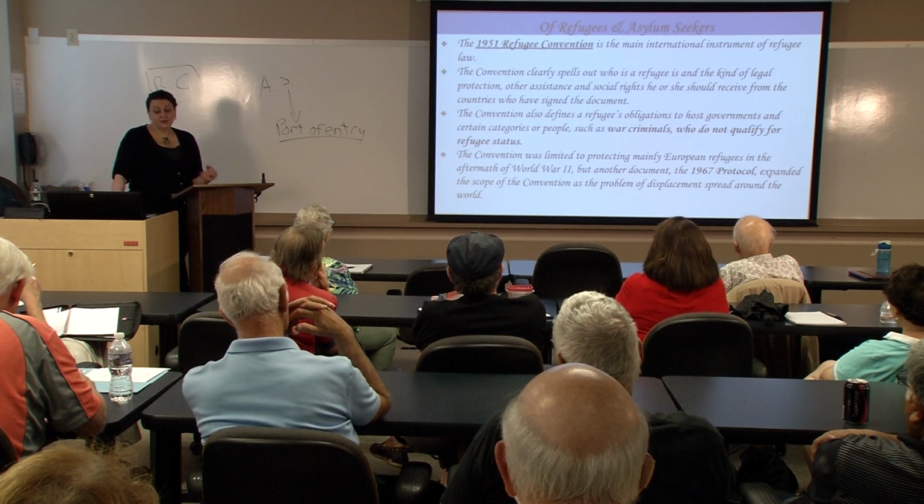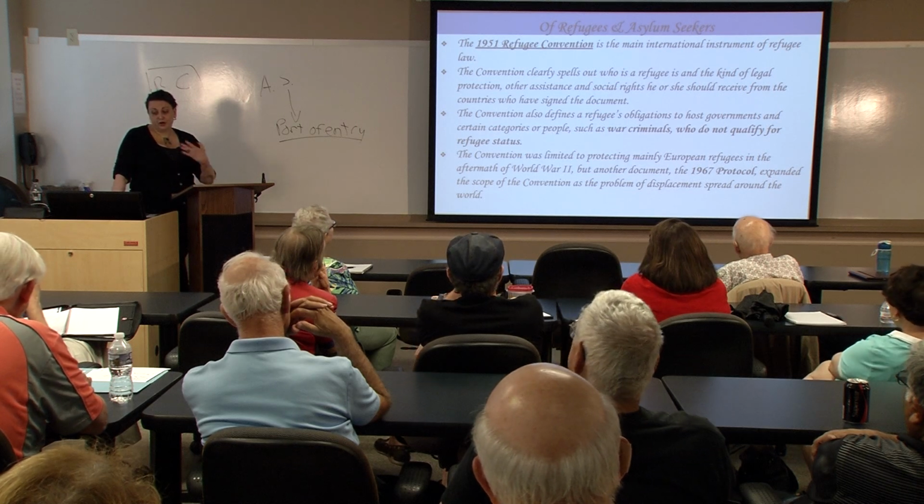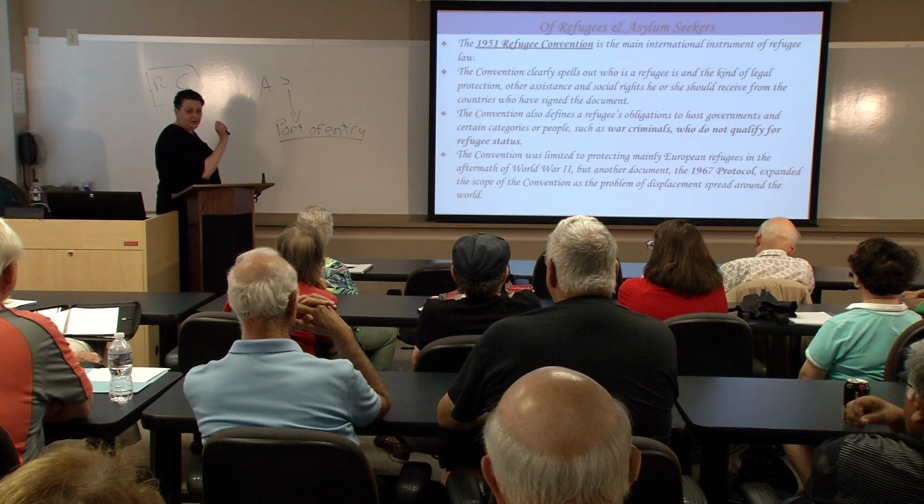The convention also defines what the refugees' obligations are to the host governments, and also defines a category of people who can never really be refugees. For example, war criminals who do not qualify for refugee status. And this is in answer to your question, Carl.